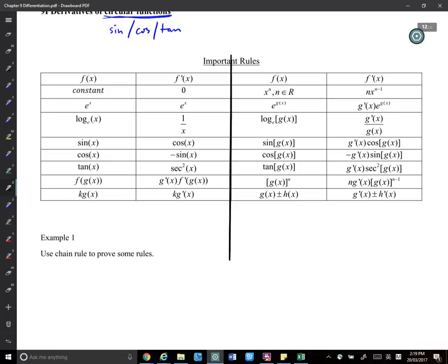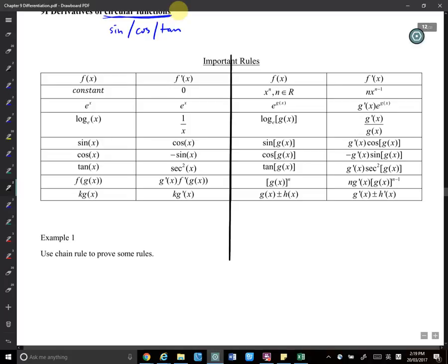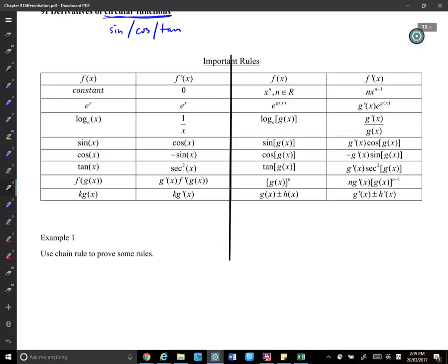For x to the power of n, it doesn't matter what n is, the derivative will be n times x to the power of n minus 1. Okay, so what if you have an exponential? The interesting thing for exponential is that the gradient will still be the same function as itself. e to the power of x, the derivative will still be e to the power of x.